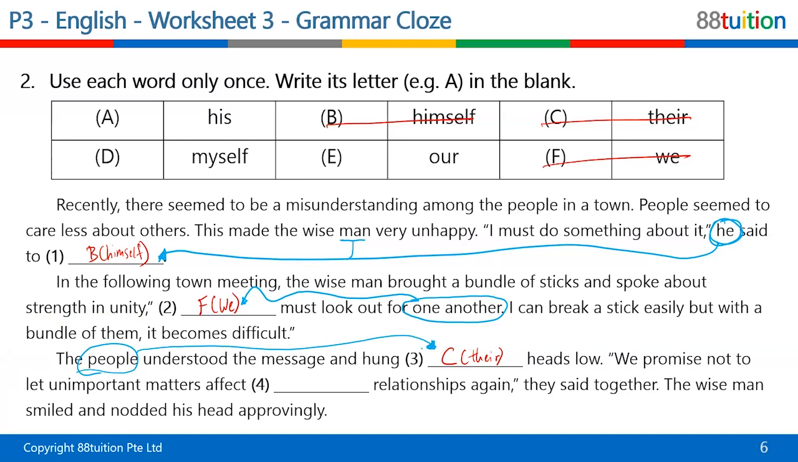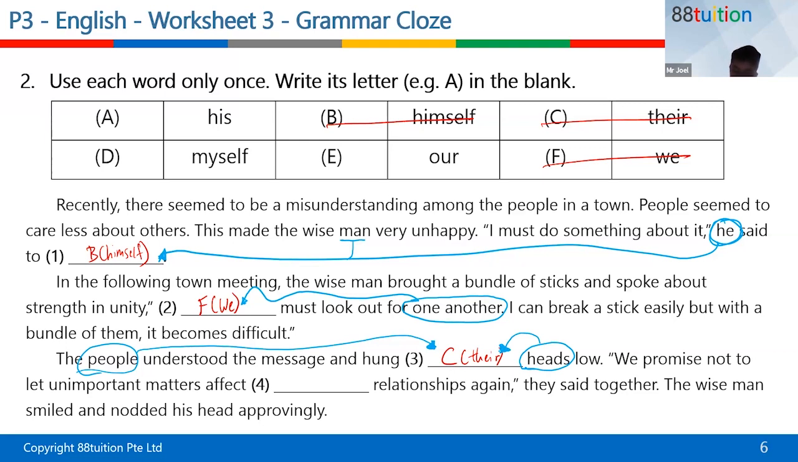Because it's we promise not to let unimportant matters affect. You don't need to read so far actually. You can just say it's their because of heads over here, right? These heads here belong to them. Heads belong to them, so they must say their, because their is a possessive pronoun, right? To show that someone owns something. So that's why it's their here. Okay? I'll give you the bonus mark for this one.